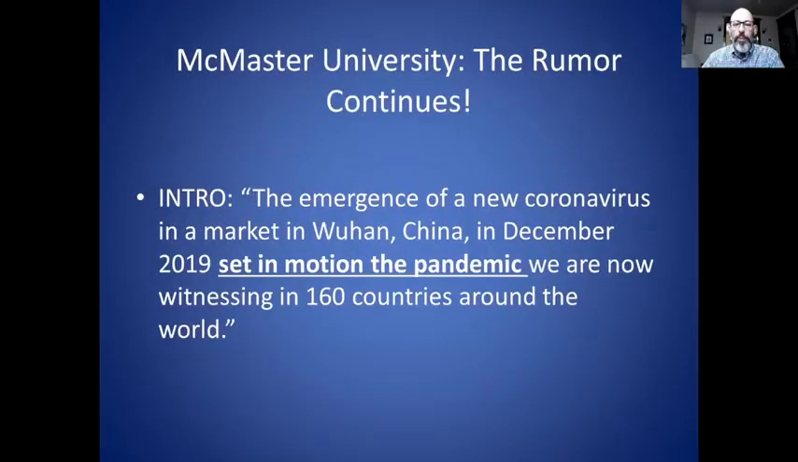If we go on and look again at that McMaster University article, which is on the university website, they also make a bold claim, perhaps following on Kim's paper, saying that this new coronavirus set in motion the pandemic. So that's even a bigger claim than it being the cause of an illness. So you see, once a rumor is put out there, then other people are going to adopt it, and then it's going to become in people's minds the truth, even though there's nothing to back it up.